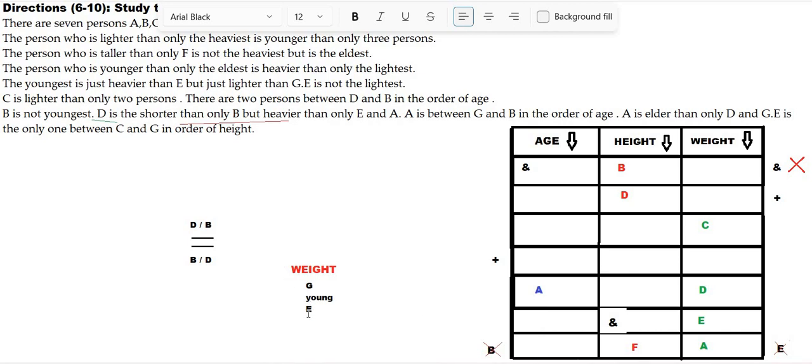And come to this point. Remember this word, for weight actually. The youngest one is between G and E. Come to this weight column. Above E, who must be there? Youngest fellow. Above the youngest fellow, G must be there. So this is E, and above E, that place goes for the youngest fellow only. That is nothing but D. We got that information. So D is the youngest person. This is D.